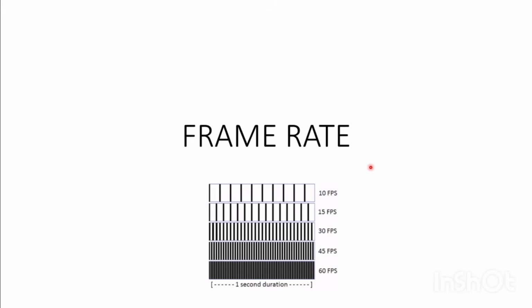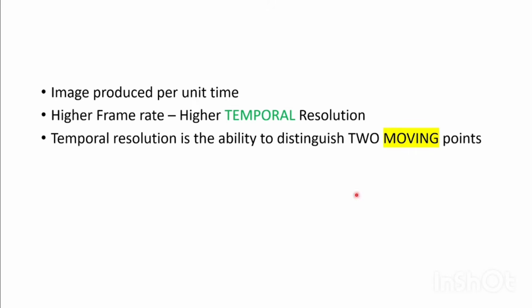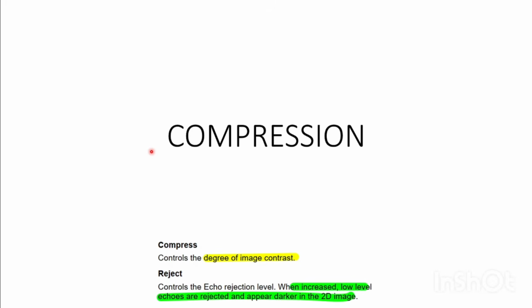Now coming to frame rate. Frame rate is the number of frames per second. So the higher the frame rate, the more the resolution. So in 1 second, 60 fps means 60 frames per second. So it is images produced per unit time. The higher the frame rate, the higher the temporal resolution. So temporal resolution is the ability to see moving points. Coming to compression.